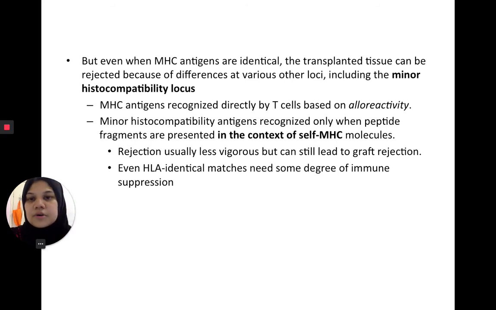So even though the rejection is less intense, it can still happen, and it can still lead to graft rejection. Even if you have a very strong HLA match, they will usually still give the recipient some immune suppression just to reduce the risk of graft rejection due to these other loci, such as the minor histocompatibility antigen complexes.